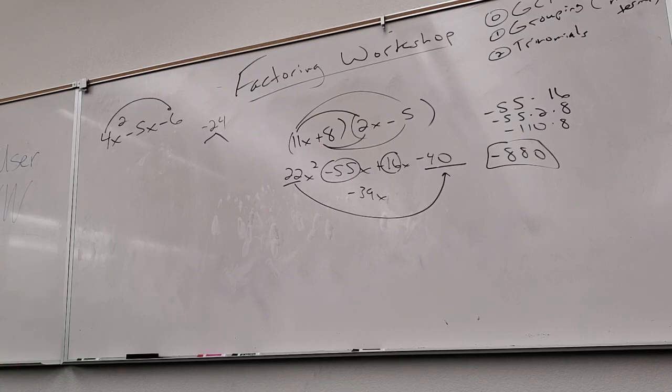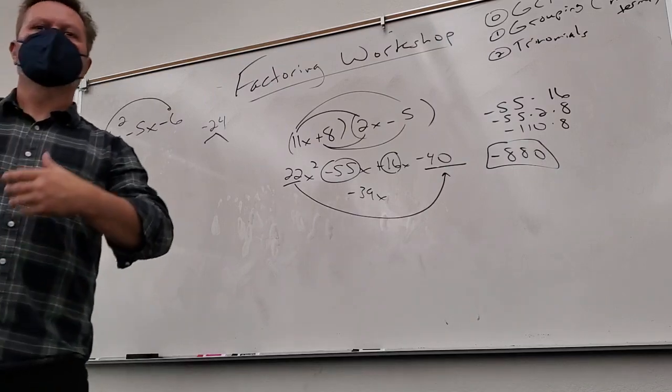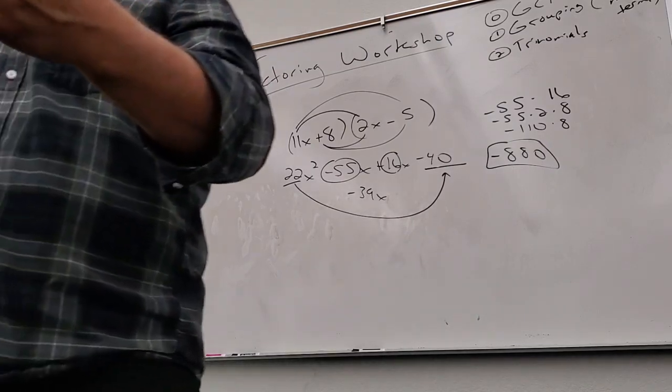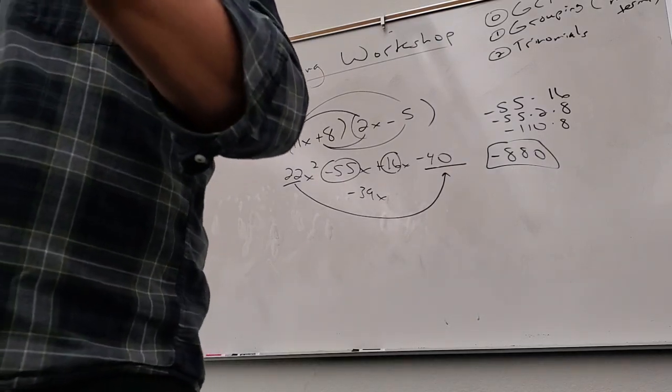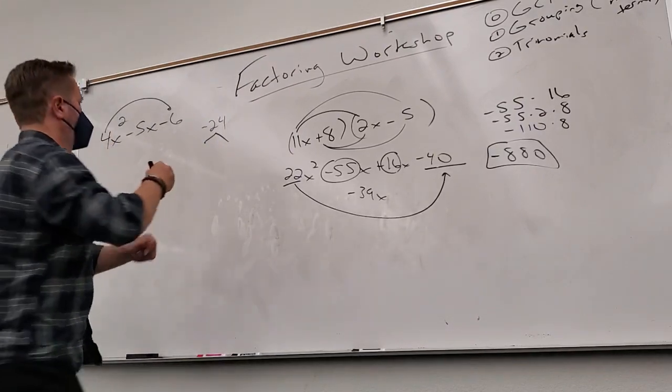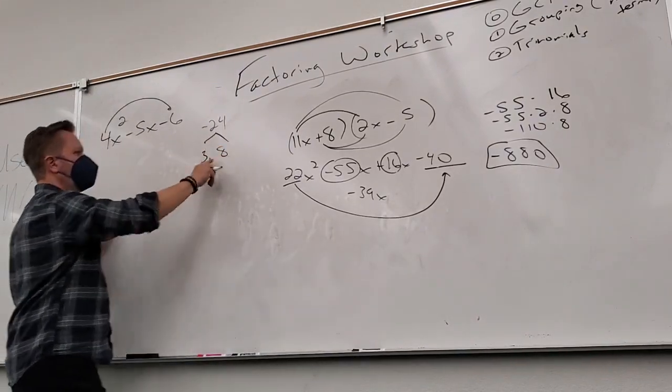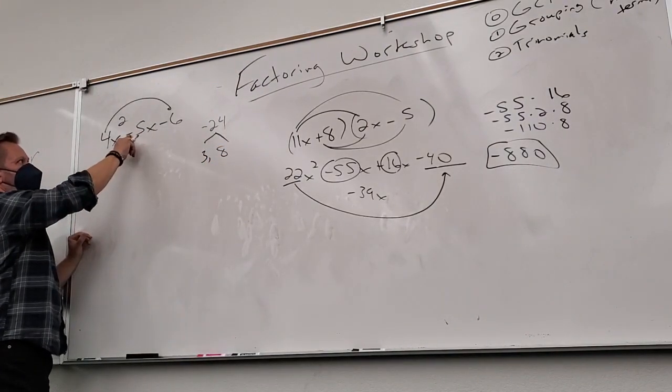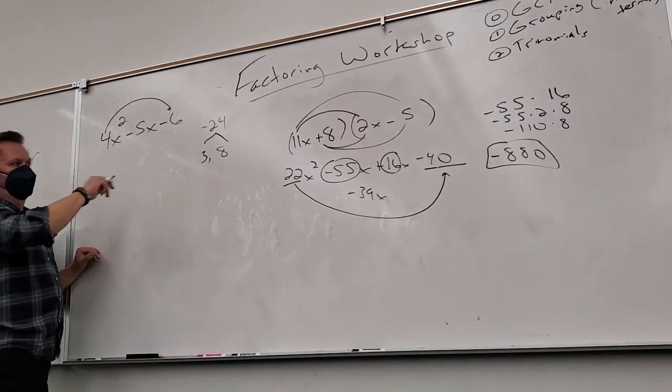Think about it like this. What factors of 24 are 5 apart? How do you factor 24? Give me some factors of 24. 2 and 12. 3 and 8. 3 and 8, right? Which one's got to be negative so that this would be negative? The 8's got to be negative.